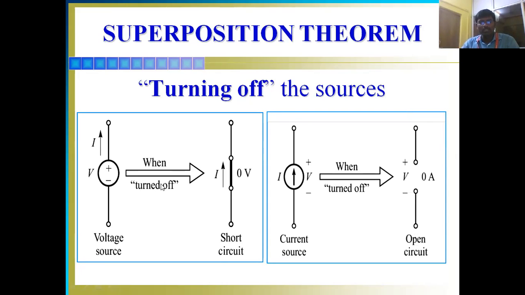circuit. Because here we are replacing the voltage and current sources with their internal impedances. The internal impedance of a voltage source is 0 and the internal impedance of a current source is infinite. So to have that 0 impedance and infinite impedance, we replace the voltage source with a short circuit and the current source with an open circuit.